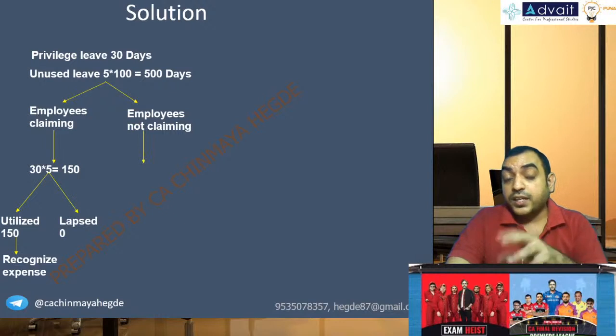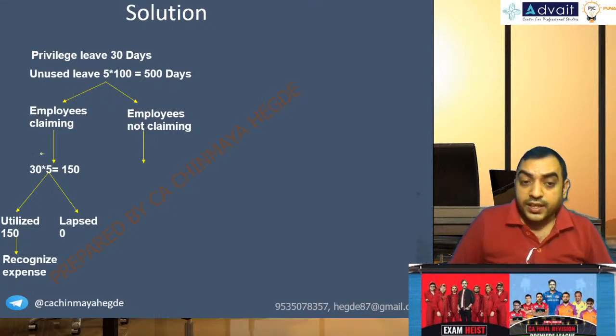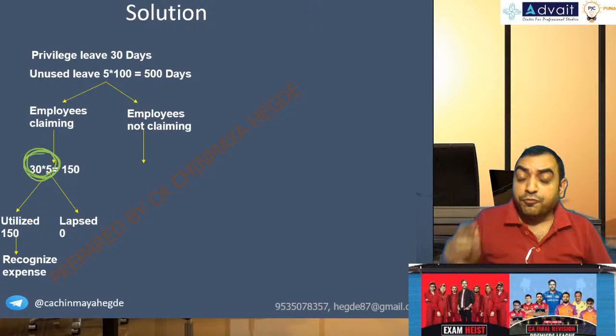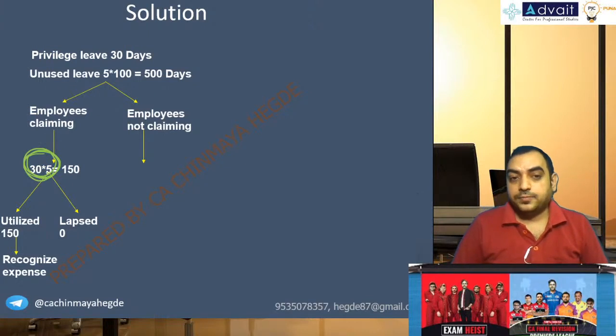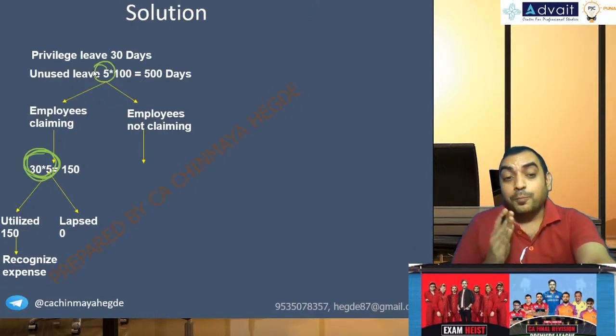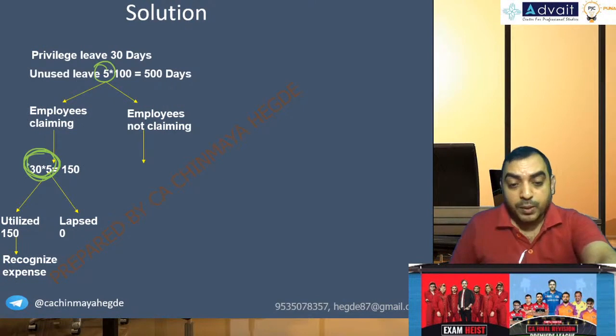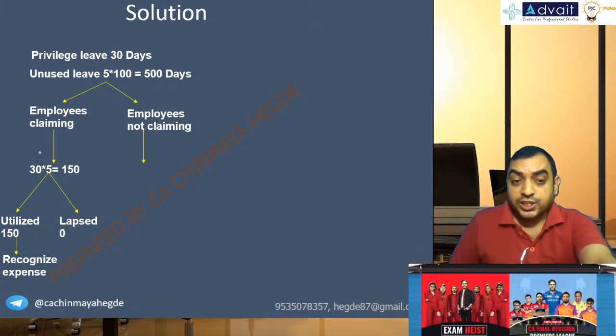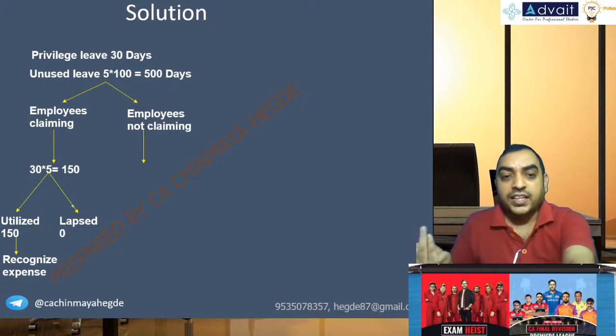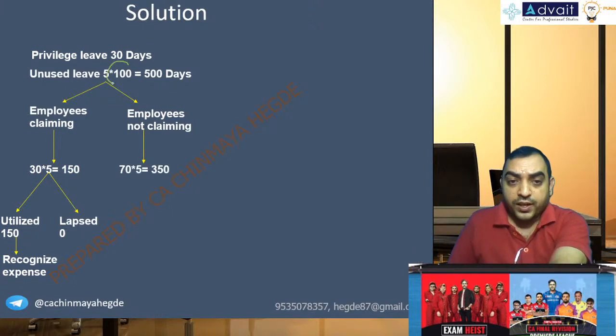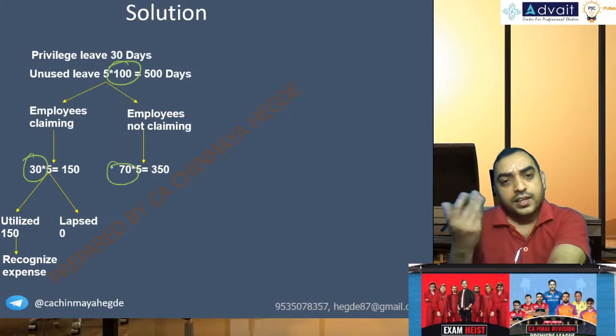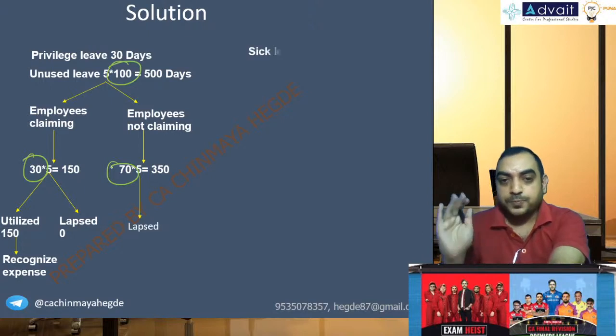I repeat, 30 employees are utilizing 5 days completely. Who knows, some employee may not use all 5 days. Some employee may use only 3 days. In such case, that 3 will come here as utilized and the lapsed will come as balance 2. And the balance employees, out of 100, 30 are there, balance 70, they are anyway not claiming, that will lapse.